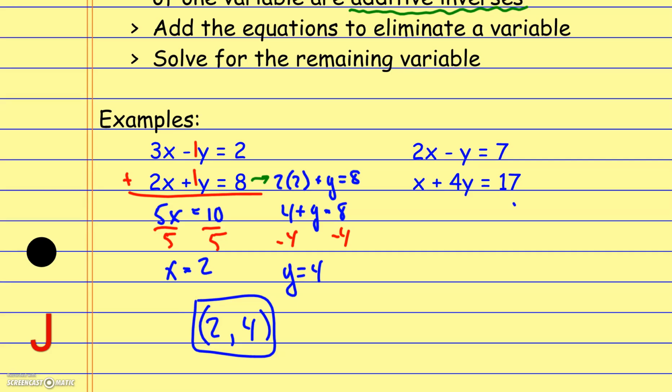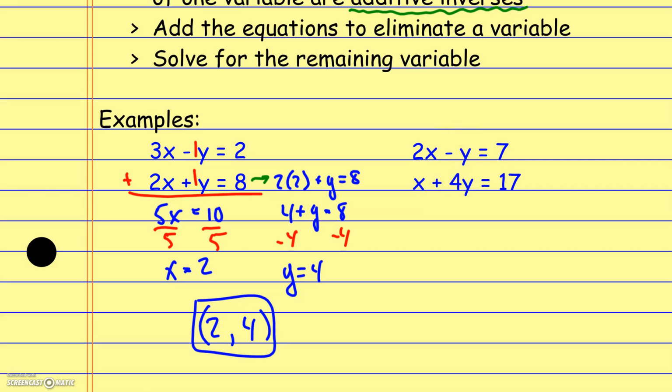If I look at the next one, I have to decide which variable I want to get additive inverses in front of. Really here, it's not that obvious. You could get additive inverses in front of x or y. It doesn't matter. For our purposes, we'll get it in front of y this time. The only reason I'm choosing y is because I've got one that's positive and one that's negative already, so I don't have to worry as much about the sign.